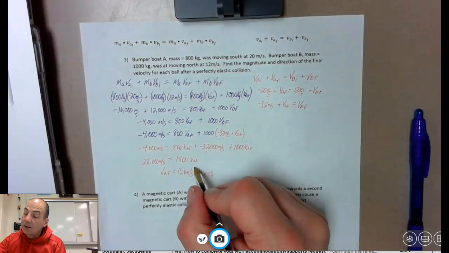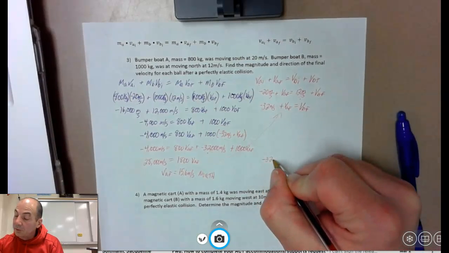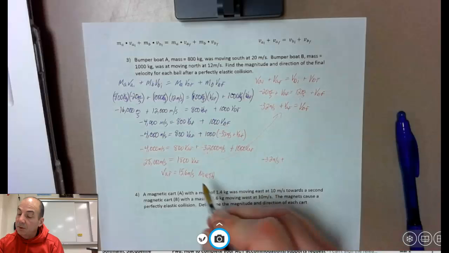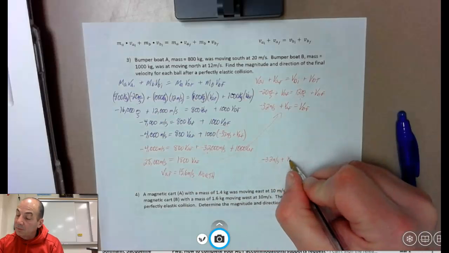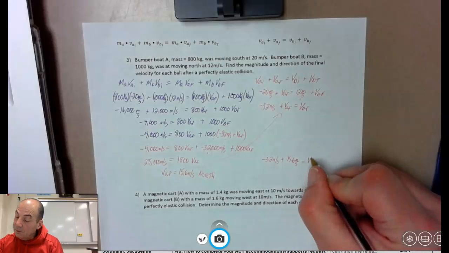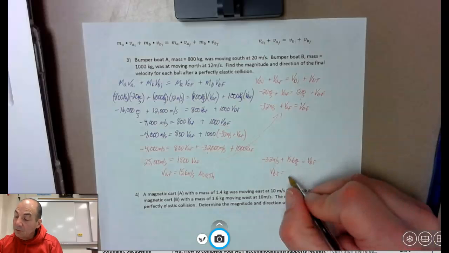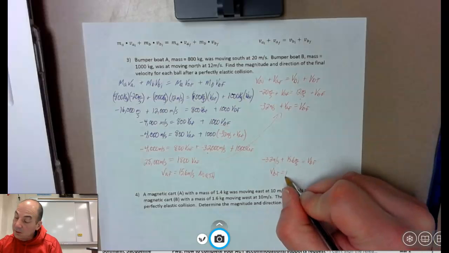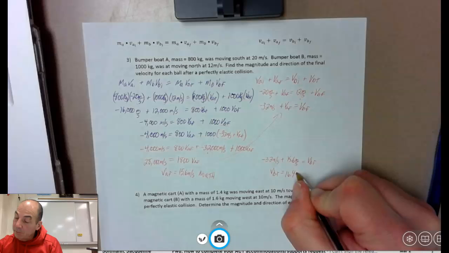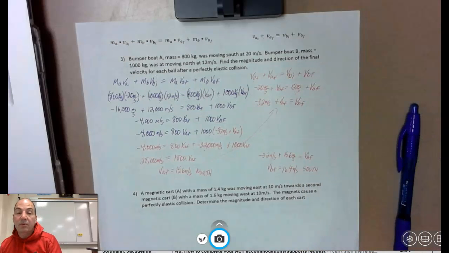I'm going to take that and substitute into here. So I'm going to say negative 32 meters per second plus VAF, that's 15.6 meters per second, equals VBF. And that means that VBF is going to be 16.4 meters per second south, or negative would have been fine.